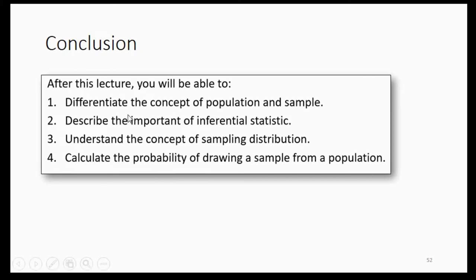So now I think you have some understanding of the difference between the population and sample, different population types, why you need to do the sampling, why the sampling is so important, how to get a good sample, and how you can use the sample to estimate the population parameter. And you should also be able to describe the importance of inferential statistics. So now you infer the population parameter by using the sample statistic, understand the concept of the sampling distribution, and calculate the probability of drawing a sample from a population.